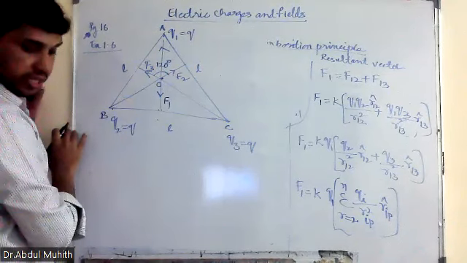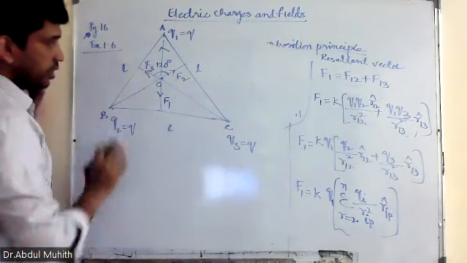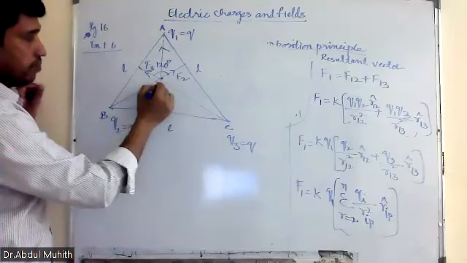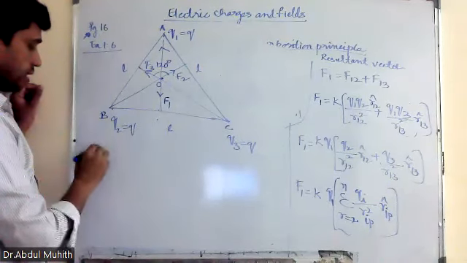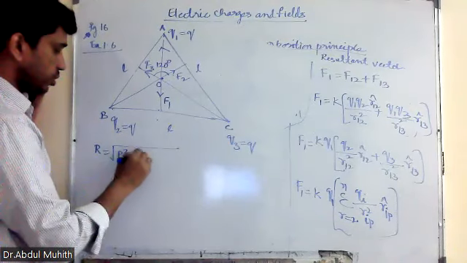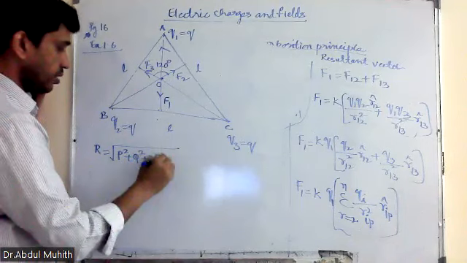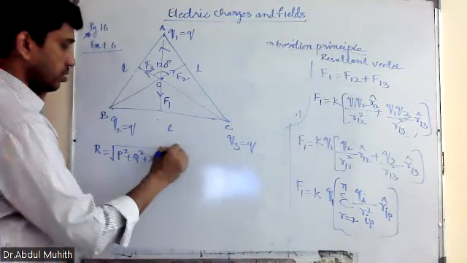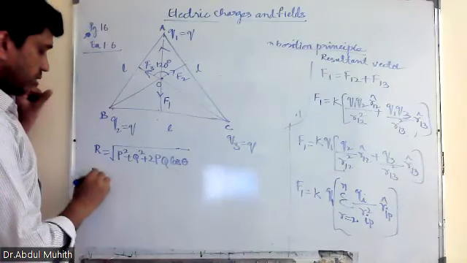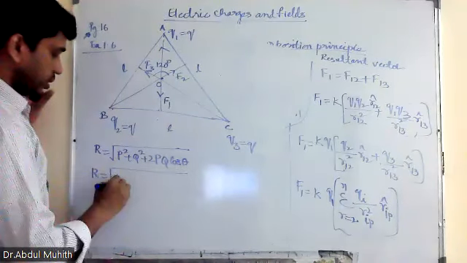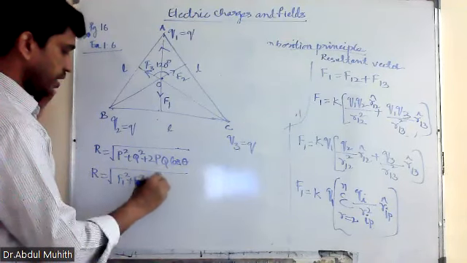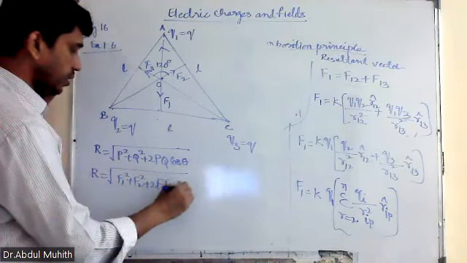The angle between F2 and F3 is 120 degrees. So it's like a parallelogram. We have the formula, right? R is equal to under root of P square plus Q square plus 2PQ cos theta. Do you remember this one? Yes, sir. So here the resultant vector R is equal to the square root of F2 square plus F3 square plus 2 F2 F3 cos 120 degrees. Got it?